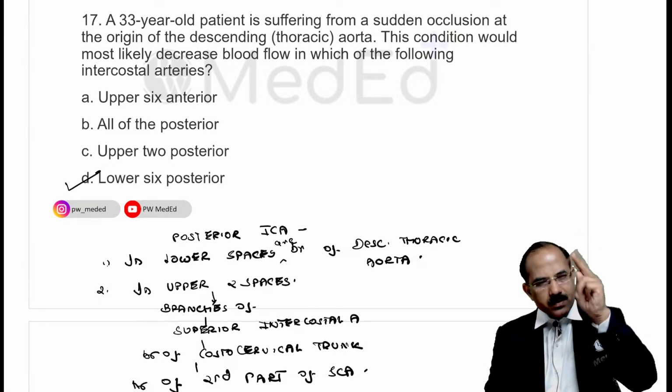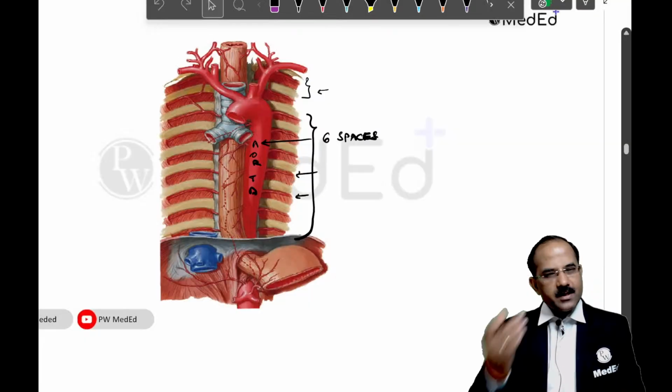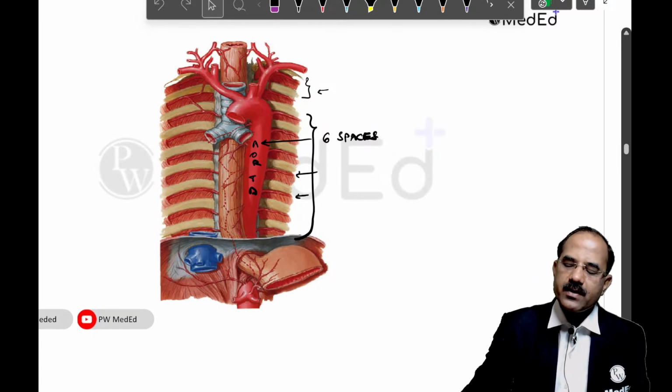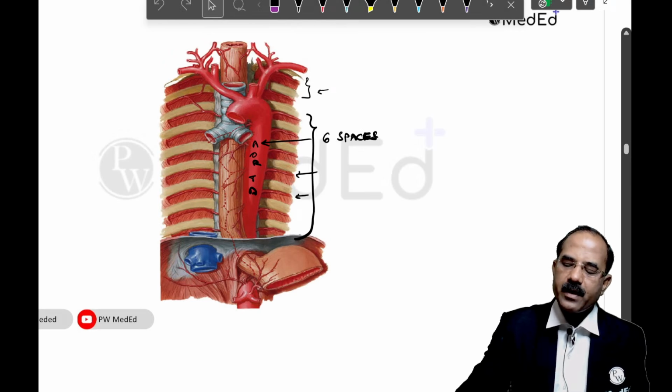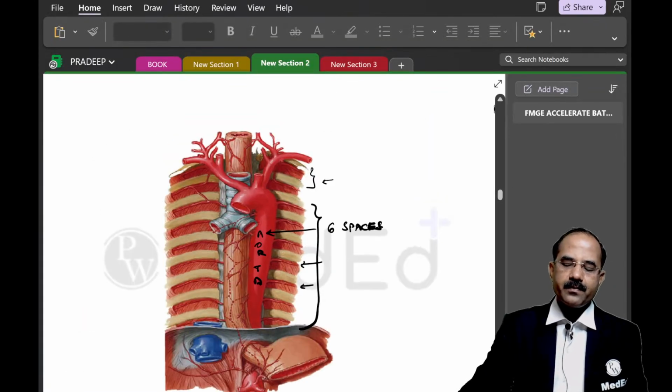In the upper two spaces, they are branches of the superior intercostal artery, which is a branch of the costocervical trunk, which is a branch of the second part of the subclavian artery. Is this clear to all of you?